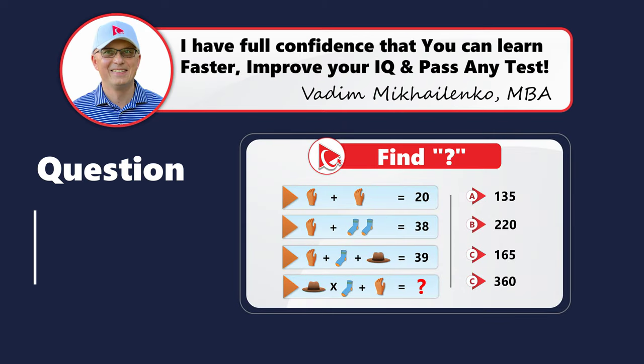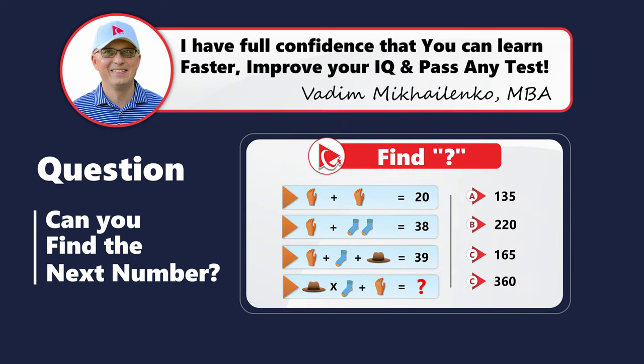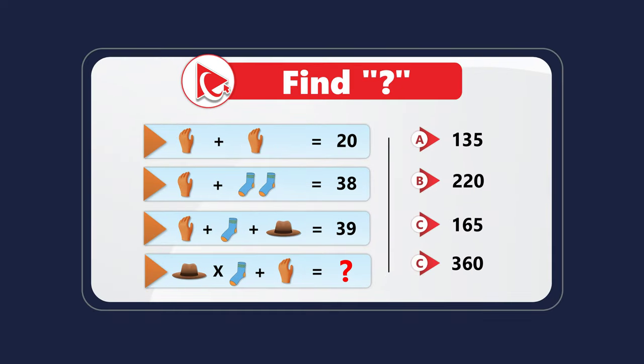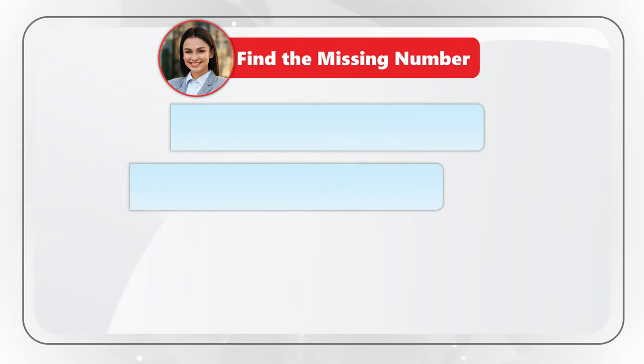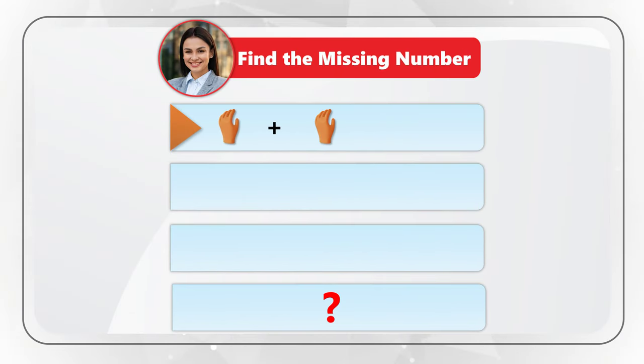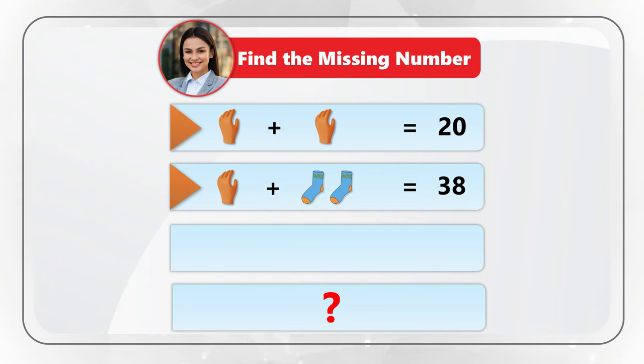I have a surprise for you. You need to solve the expression and find the missing number. You have three full expressions. Glove plus glove equals 20. Glove plus two socks equals 38. Glove plus sock plus hat equals 39.